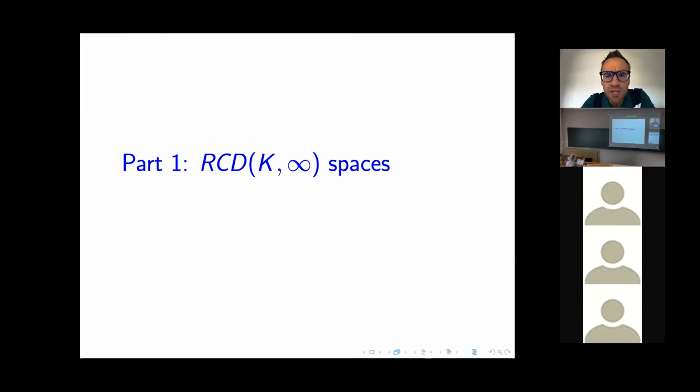Yeah, we know that Ricci bigger than K can be interpreted as K-convexity for a metric space. So how do we translate Ricci equal to K in the case of a metric space? Yeah, this is a very good question. So you can do it.